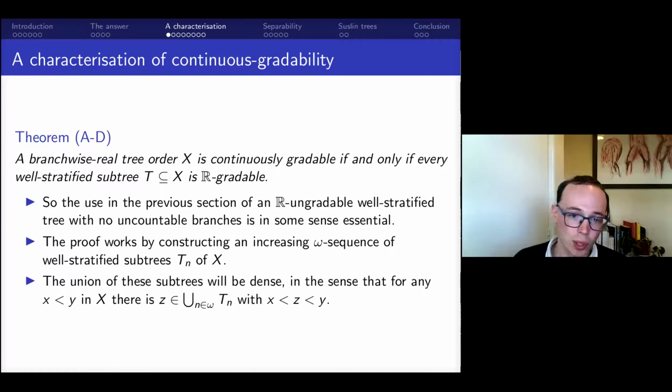So the way that the proof works is we're going to take an arbitrary branchwise-real tree order and construct an increasing omega sequence of well-stratified trees, which somehow approximate the original branchwise-real tree order. And this is going to be such that the union of these trees will be dense, in the sense that whenever we have x less than y in the branchwise-real tree order, there's going to be some z in the union which lies between x and y.